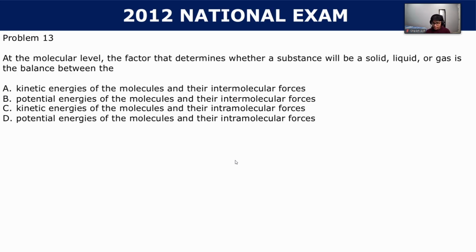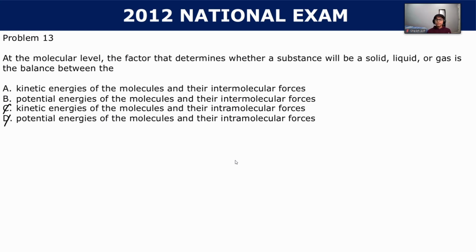Problem 13. At the molecular level, the factor that determines whether a substance will be a solid, liquid, or gas is the balance between... Well, remember, one of the most important ones is going to be intermolecular forces, not intramolecular forces, so we can get rid of those. Intermolecular forces are going to explain how they're going to interact with each other. And so intermolecular forces are very important. And the next bit is kinetic energy or potential energy. Well, kinetic energy is going to be more important.